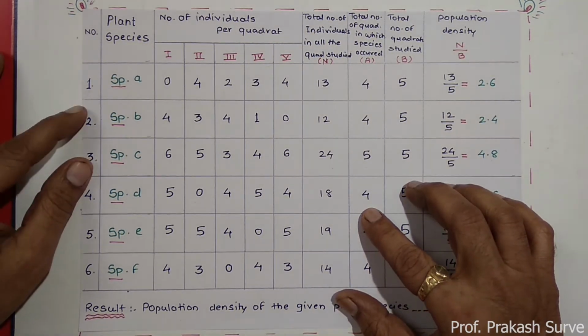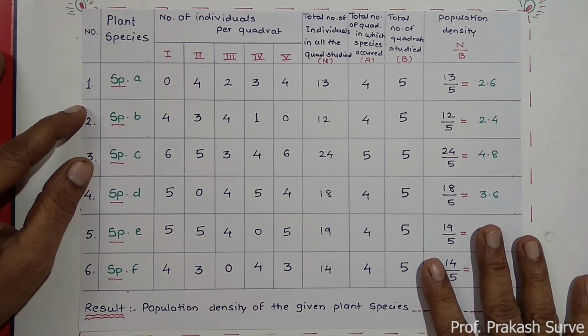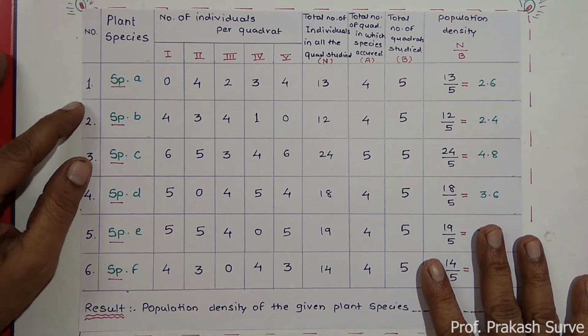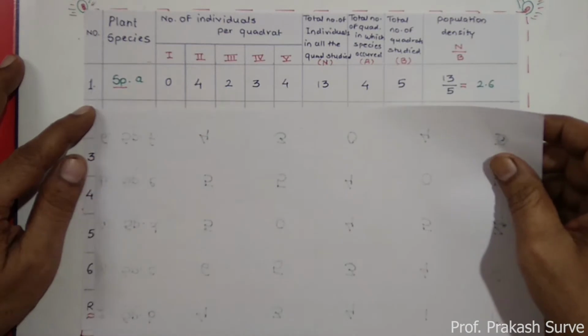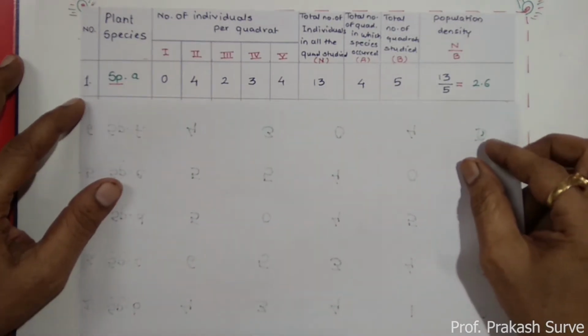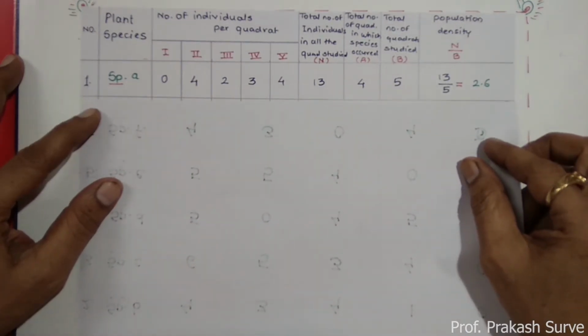You can see now here, like that, one table you have to prepare in exam time. In exam time you have to write only one species, whichever species will be given to you. Suppose species A will be given to you, so your table will be this much only.